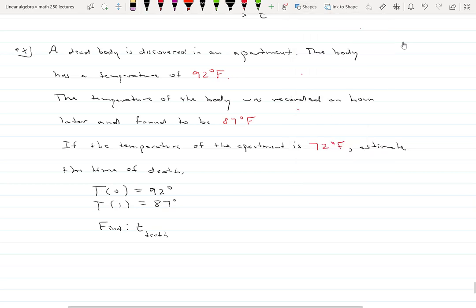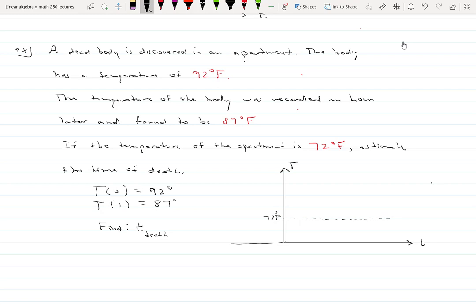So what's going on graphically is this. Here's the y-axis, or the vertical axis, which represents temperature, and the horizontal axis represents time, and this dotted line represents the temperature of the apartment. Okay, so Newton's law of cooling says that as soon as the body was found, and it was found to have a temperature of 92 degrees, the temperature will decrease using an exponential function.